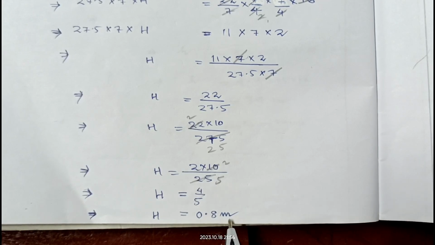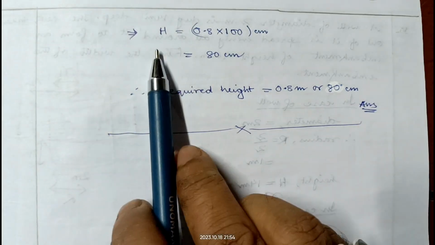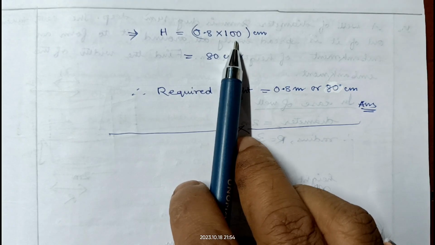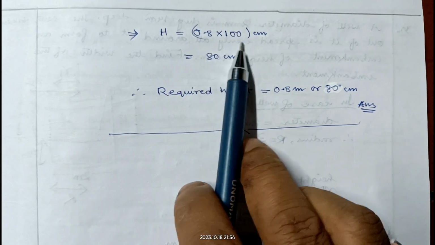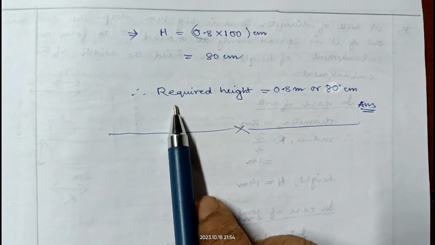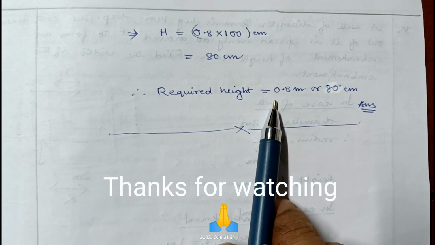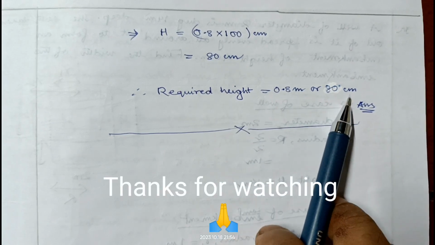Now if you convert into centimeter, then we have to multiply by 100. So height equals 0.8 into 100. Now it will be in centimeter, which will give 80 centimeter. Therefore required height of the platform is 0.8 meter or 80 centimeters.